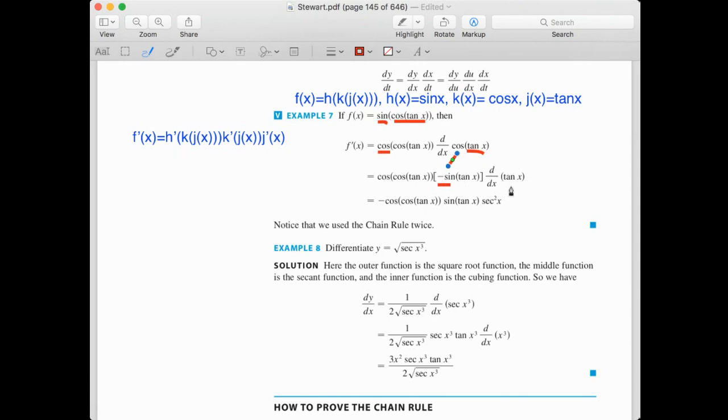So derivative of tangent x is secant squared. Put them all together, we get negative cosine of cosine tangent x, times sine of tangent x, times secant squared x. Look, the cosine angle is cosine tangent, and the sine angle is tangent x, and the tangent angle is x. So it's very important: during differentiation, the angle does not change. Okay.